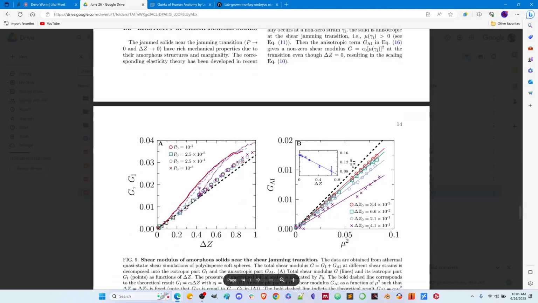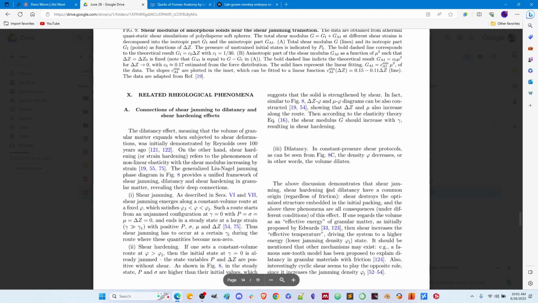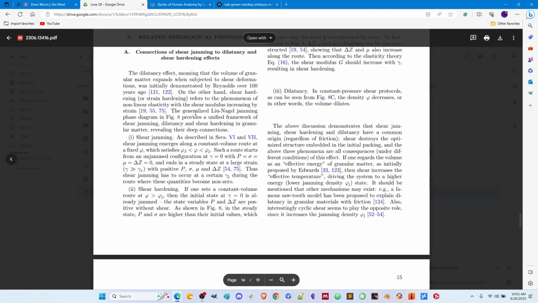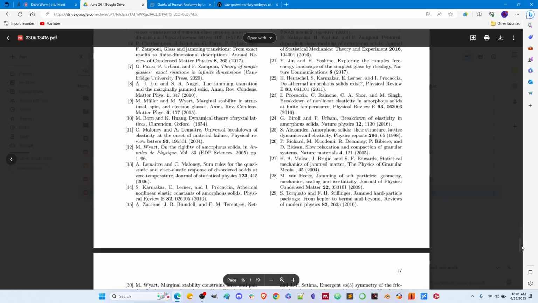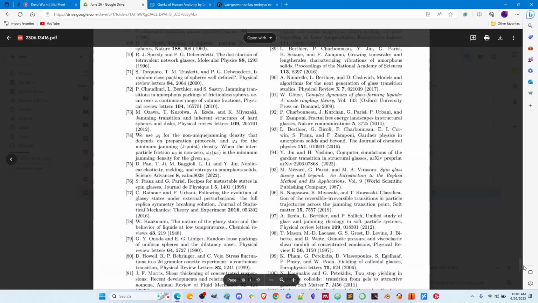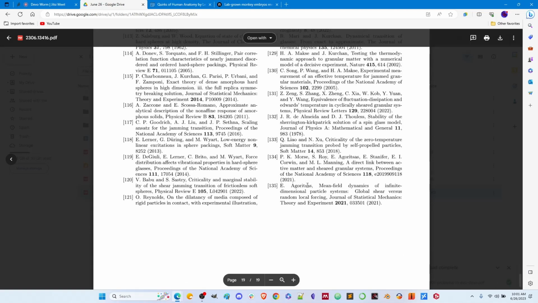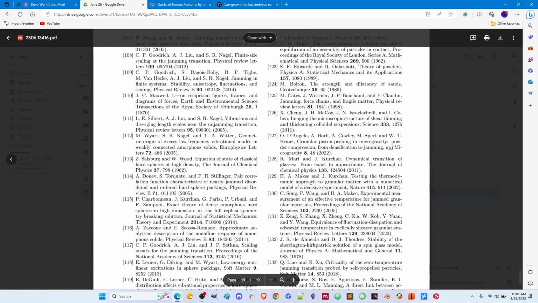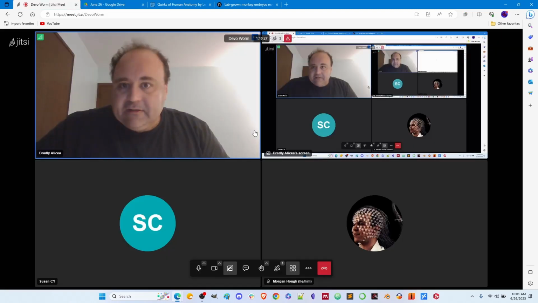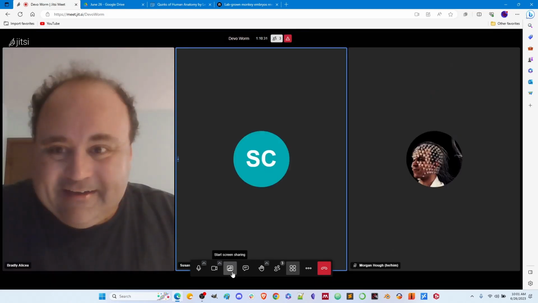I think that's all, because they talk about related rheological phenomena, and then that's the end of the paper. And they have a lot of nice references here. This will be good for Susan, I think. 135 references on various things that might be useful to you, Susan. I'll send you this paper, and could you send me the other one too?